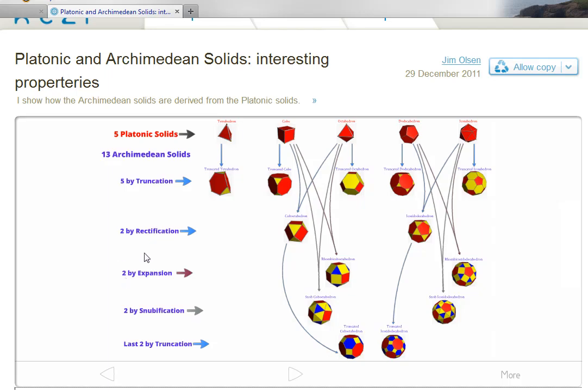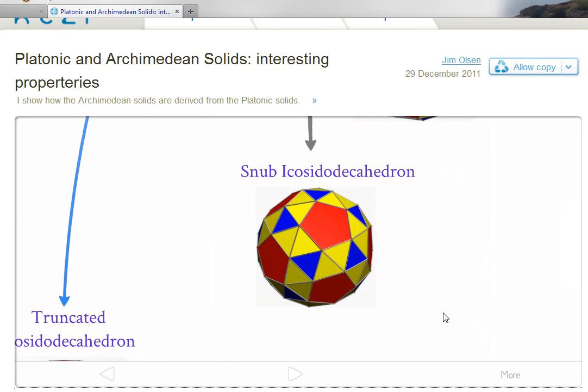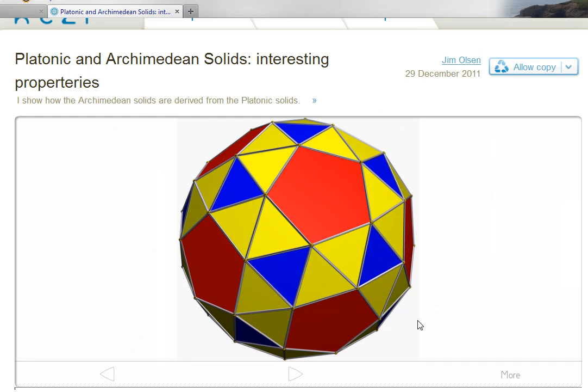In this schematic, we have the five Platonic solids across the top. In this video, I'm looking at snubification. In particular, if we snubify the dodecahedron or snubify the icosahedron, we get this shape right here, the snub icosidodecahedron.